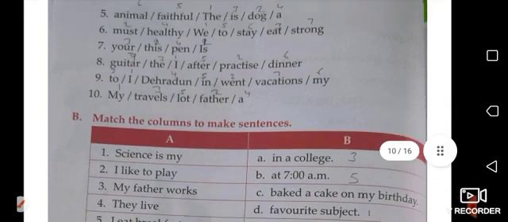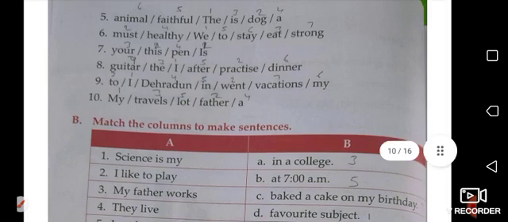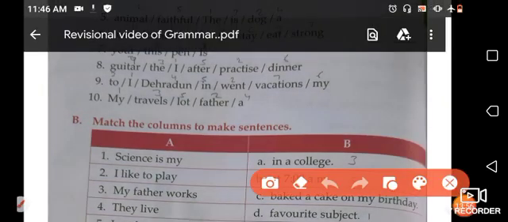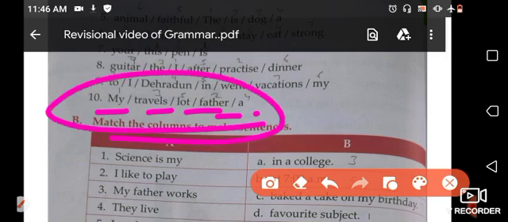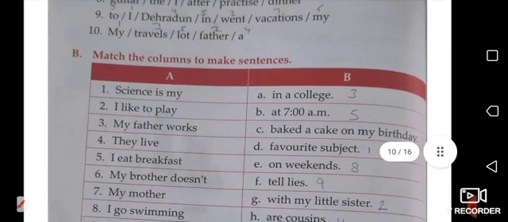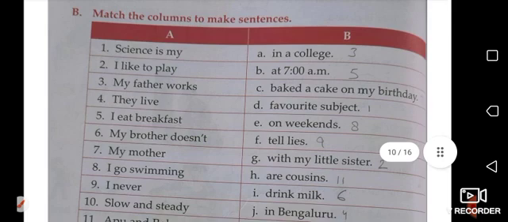Okay, ninth one is: to, I, Dehradun, went, in, vacation, my. The sentence would be: I went to Dehradun in my vacations. Okay, last one is: my, travel, lot, father. After arranging, the sentence would be: my father travel a lot. Okay, now move on to the next exercise.